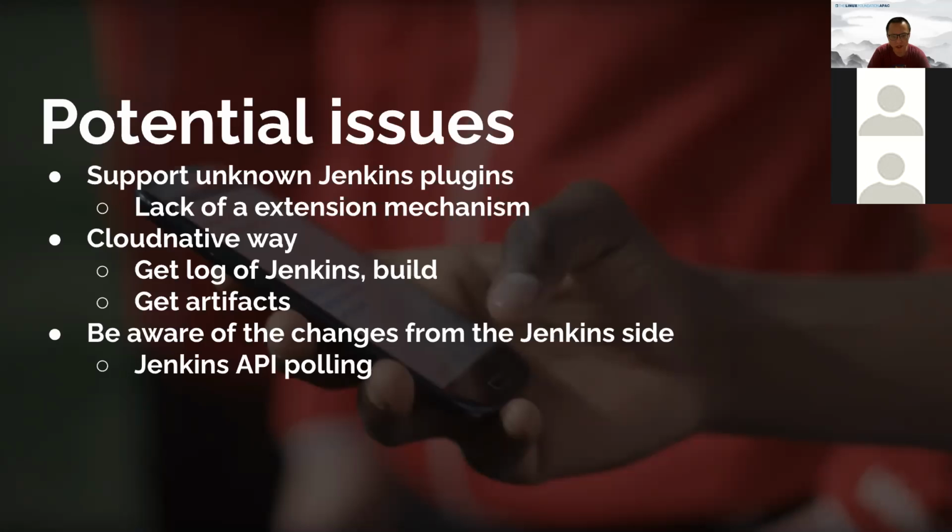And about this part, be aware of the changes from Jenkins side. Currently, we can create, we can modify, we can delete a Jenkins job or build, but we don't have a better solution to get the states of a Jenkins job or build. Currently, we use API polling to do that, but it will cause some unnecessary API calling.